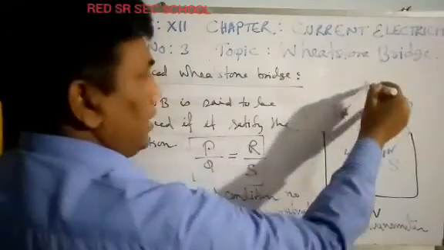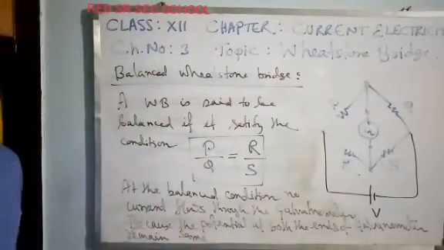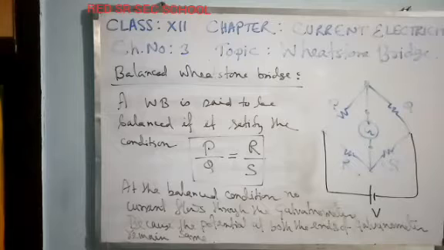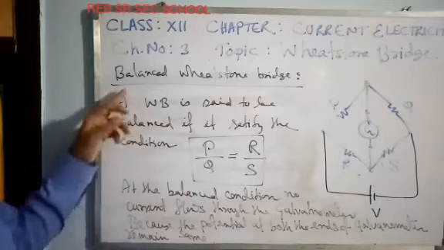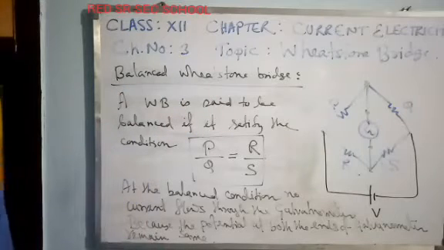So this point and this point will be at the same potential if it satisfies the condition P upon Q equals R upon S. Okay beta, now we are going to derive this expression mathematically. Derivation of the balance condition.